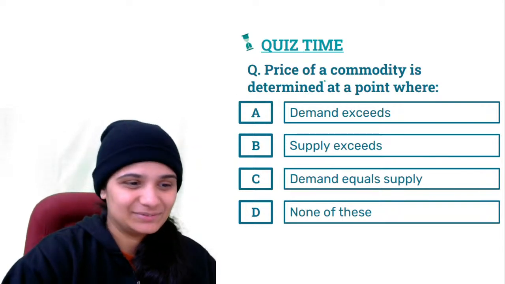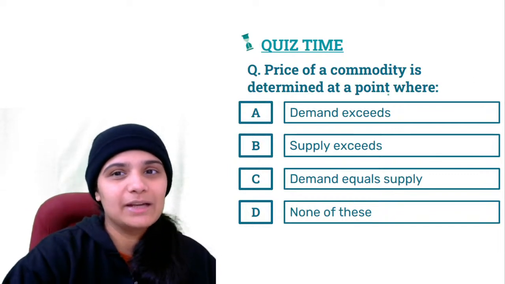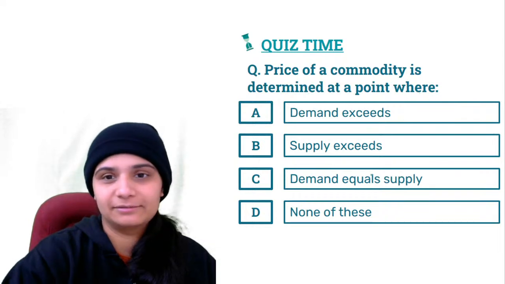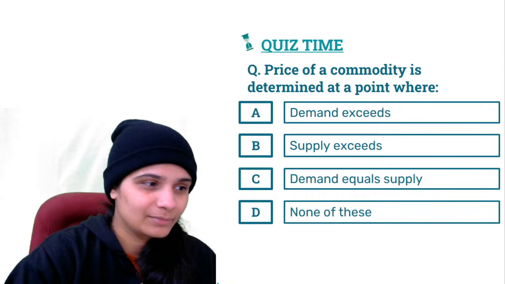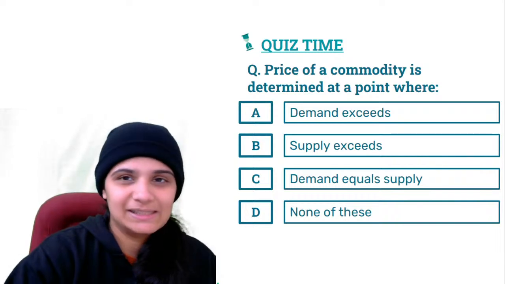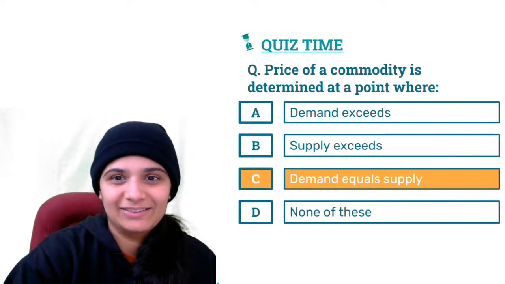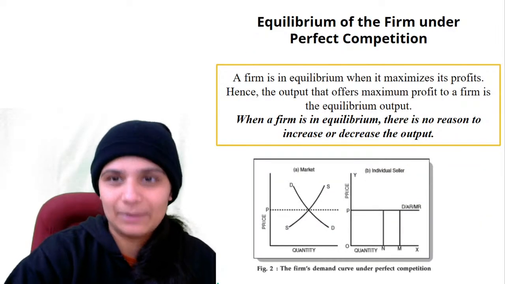Hi Anjali. Price of the commodity is determined at a point where... Its C. Very, very good. Where your demand equals supply.